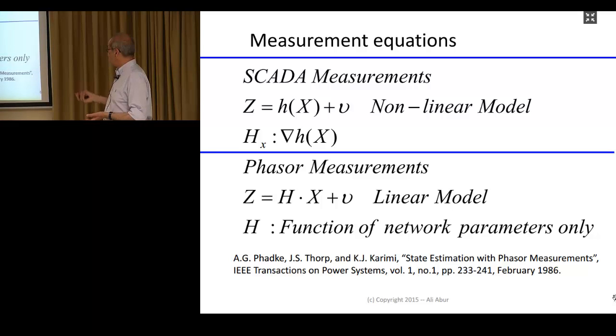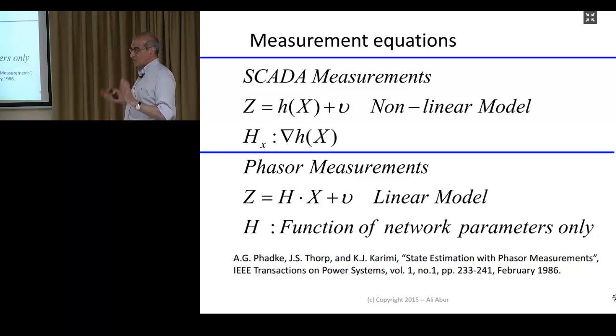If you consider x to be your state, which is basically the voltages at individual buses, and z is denoting those measurements, then individual measurements will be a nonlinear function of the state. It was quickly realized by Phadke and Thorp and others, once phasor measurements became available, that if you are explicitly using phasor measurements instead of SCADA, those measurements actually are going to be linear functions of the state. So therefore this function h of x will be replaced by just a product of a matrix H, which is strictly a function of network parameters, times the system state.